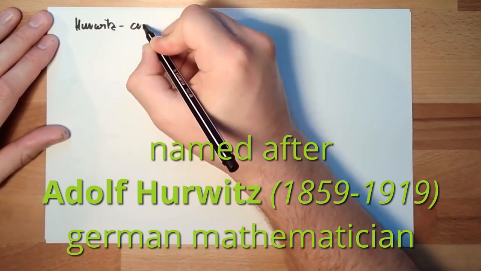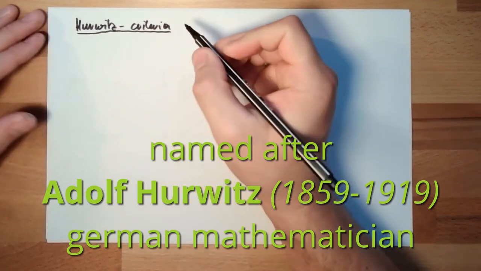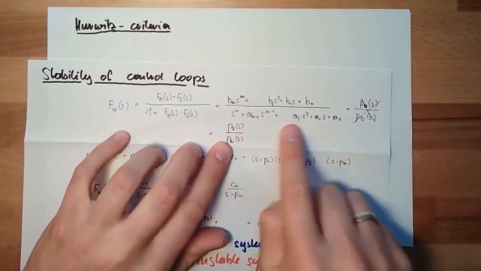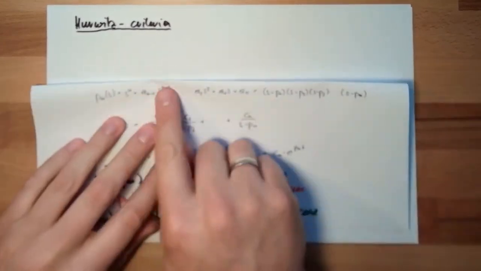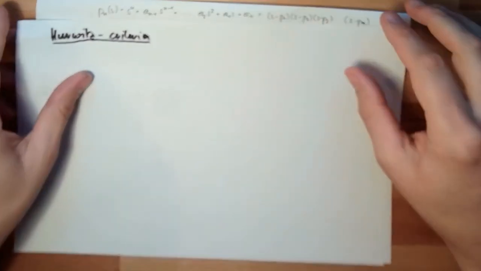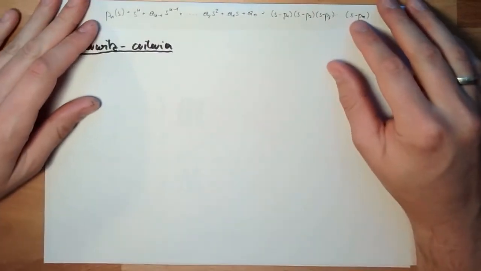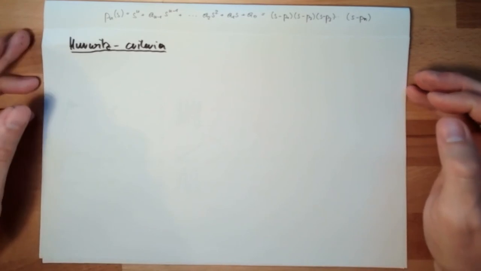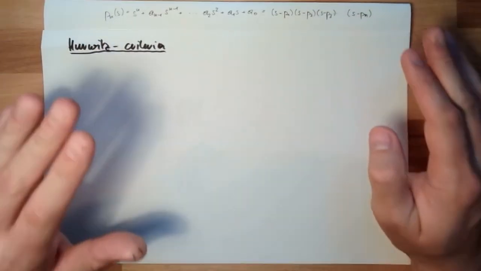Hurwitz criteria. Remember our polynomial. This was our polynomial. I will simply put it up here so we do not forget it. And now we want to use the Hurwitz criteria for our polynomial and see if this is a stable system.